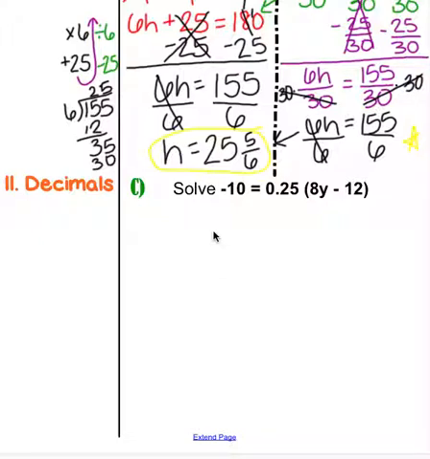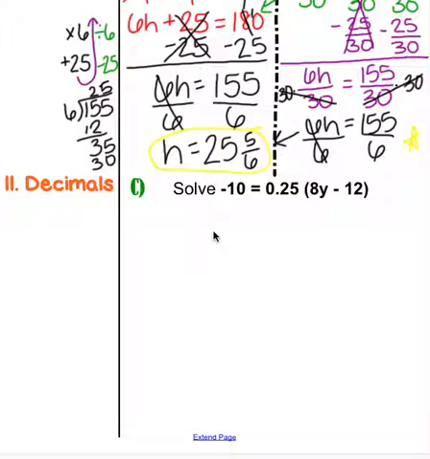You've had a chance to absorb a little bit with the fractions and maybe possibly even look at the homework assignment to see how to operate with those problems. We're now going to move on to decimals. So I see here: solve -10 equal to 0.25 (25 hundredths, or 1/4) times the quantity 8y minus 12.